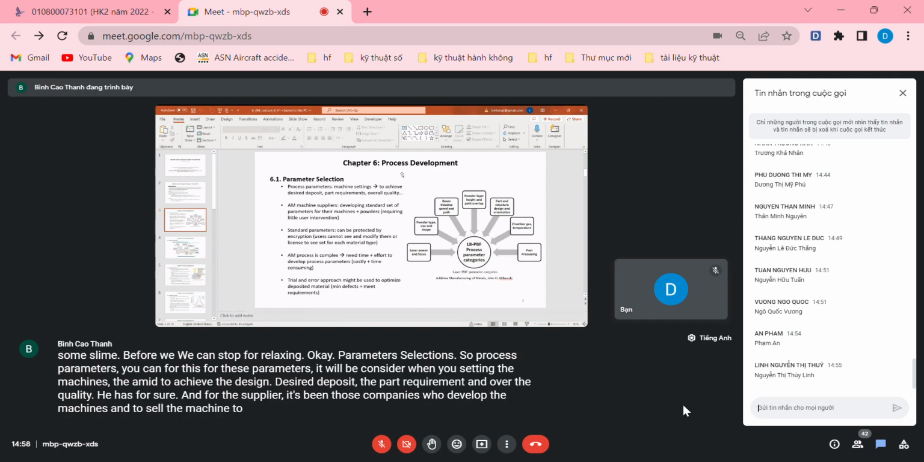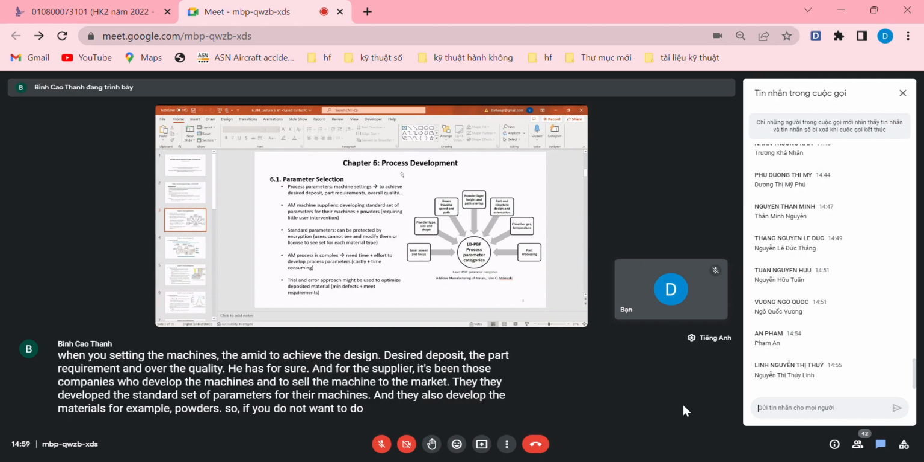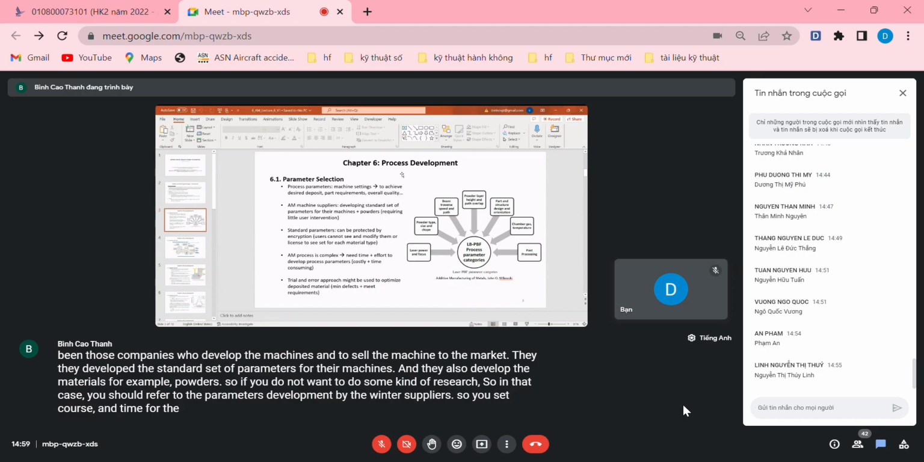They develop the standard set of parameters for their machines, and they also develop the materials, for example, powders. So if you do not want to do some kind of research, in that case, you should refer to the parameters developed by the printer suppliers. So you save cost and time for the investigation. They did it for you.